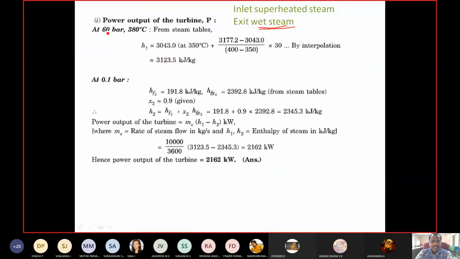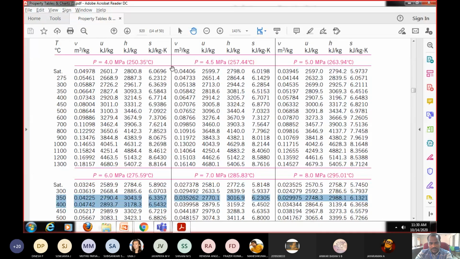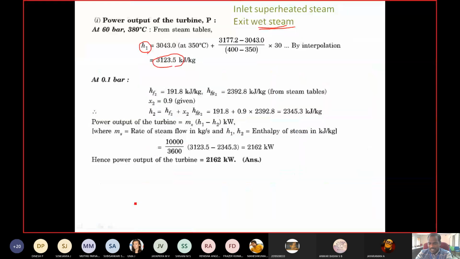So at 60 bar, that is 6 MPa, and 380 degrees Celsius, the H1 value will be 3123.5. Yes, you can compare, it is in between these. So 3123. Right, can you imagine? If you calculate, we can get this exact value of H1, 3123.5 kilojoule per kg. Just try to find the value.